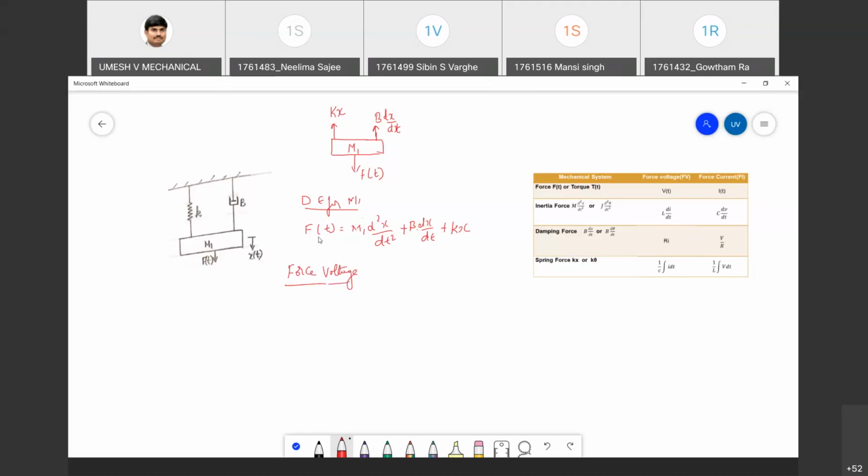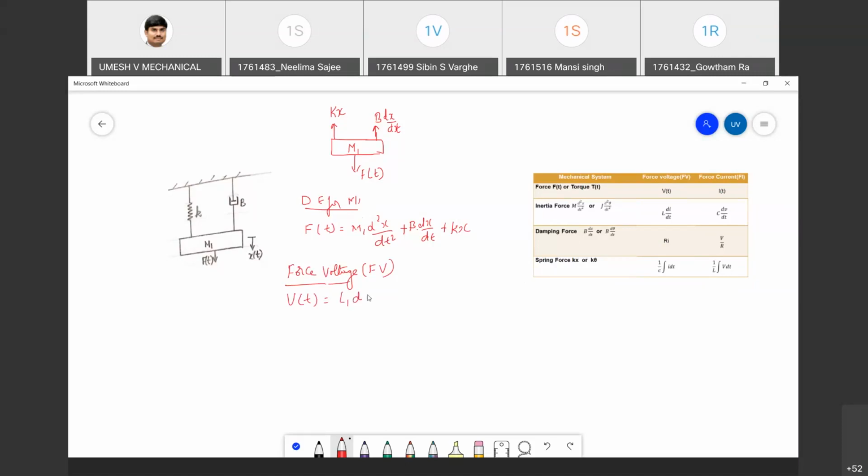Now, can you write the equivalent equation for force-voltage? Look at the table. That's why I told you to keep a steady reference to write the differential equation. Now, f of t is equal to v of t. Very good. f of t equal to v of t. M means what here? L. m1 means L1.